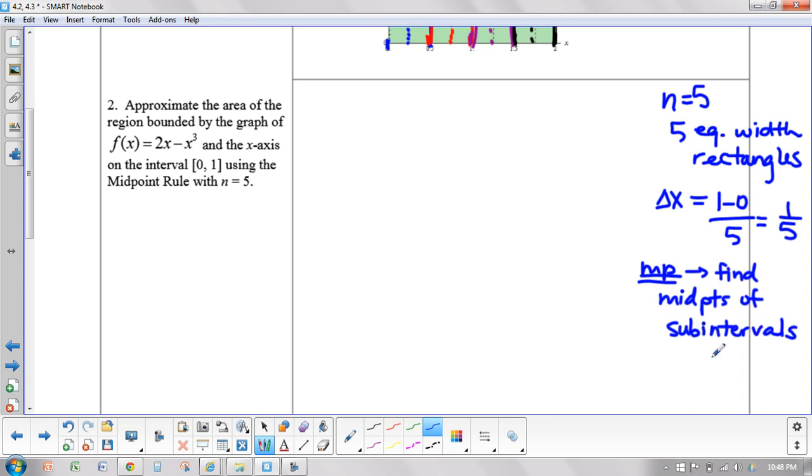Well, if each one is 1/5 wide on its own, and you want the middle of it, you need to take half of a fifth. So the heights are going to come from little increments of 1/10. And we'll see that in a second when we draw it out.